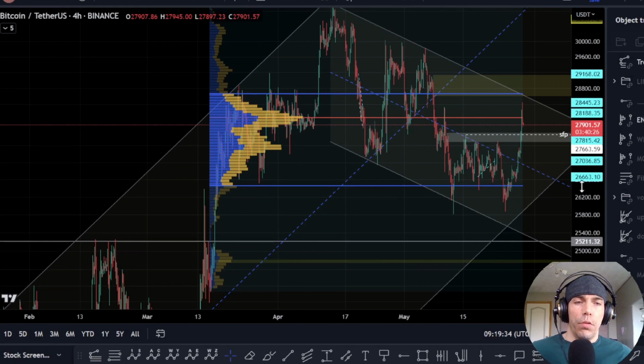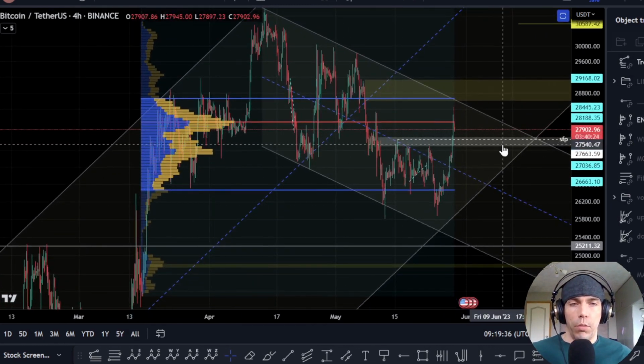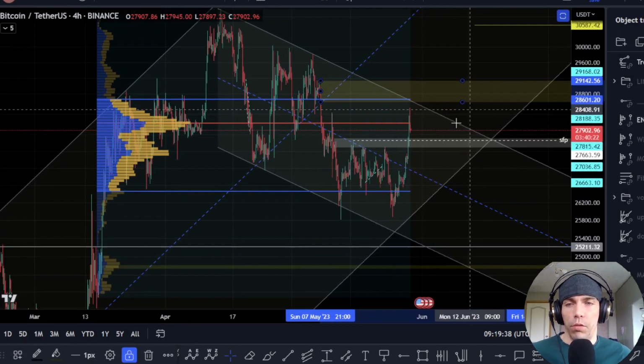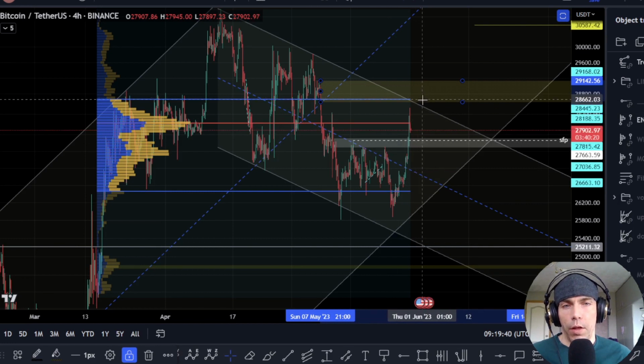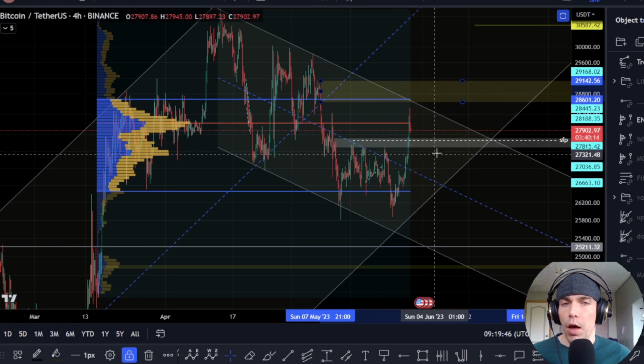Looking at the range profile for this entire range here, we can see that we've actually come up into this point of control. Now we do have a value area high, which is still sitting here towards the zone of the top of this channel. So a move up there wouldn't surprise me.